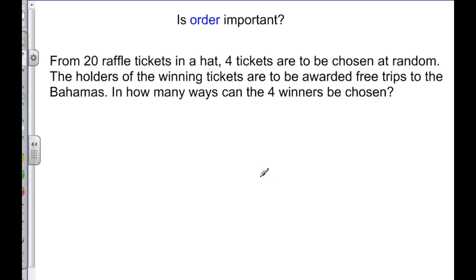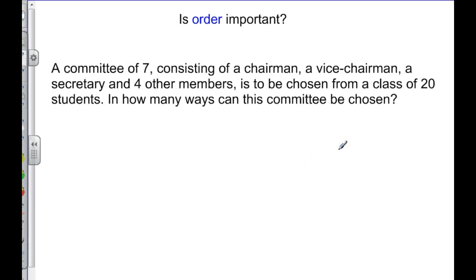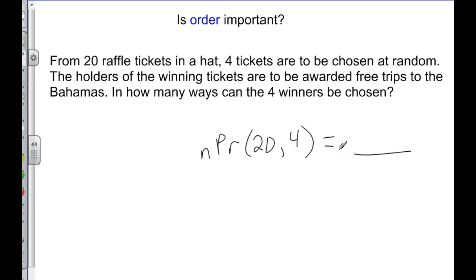20 raffle tickets are in a hat, and 4 tickets are to be chosen at random. The holders are rewarded free trips to the Bahamas. How many ways can the 4 winners be chosen? Is order important? I just want to be selected. I don't care about the order that happens. So this would be an nCr in your calculator, and you would type in 20 is your n, comma 4 is how many you're selecting. And again, you cannot use a slot method for this one. Order is not important. It doesn't matter which ones you're selected. Type that in your calculator, and you'll get an answer for that. We'll wait on that last one.